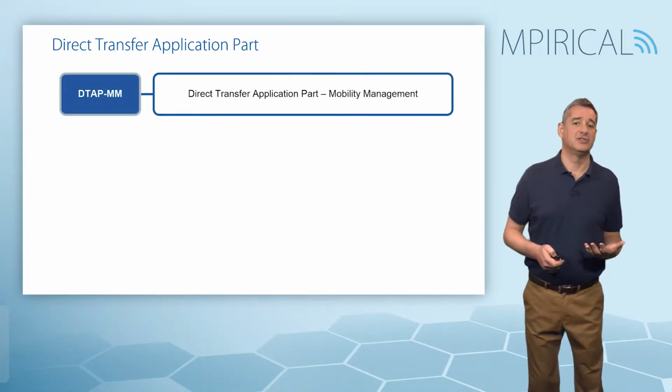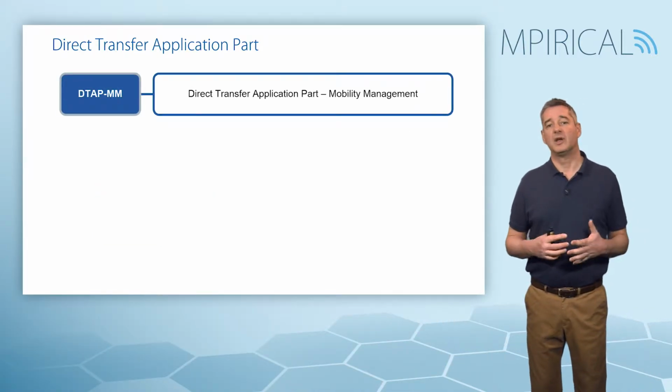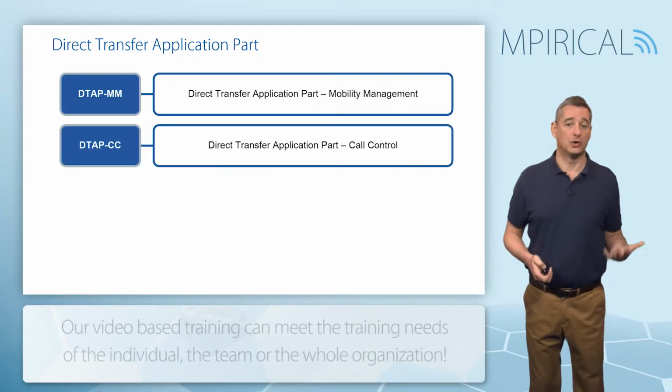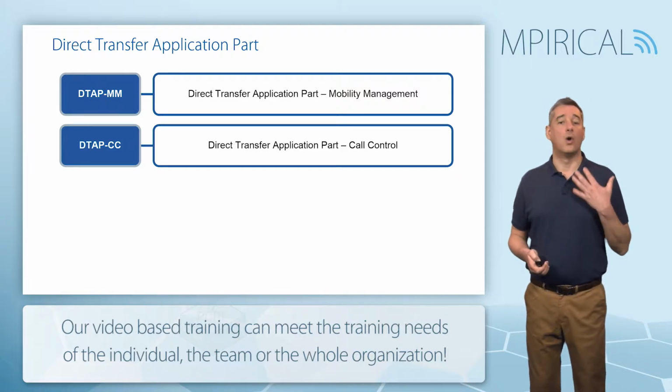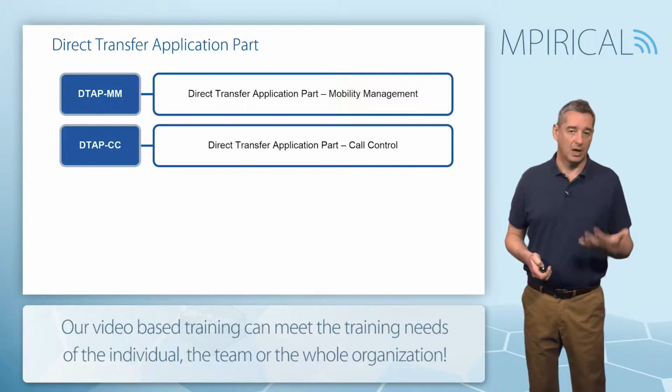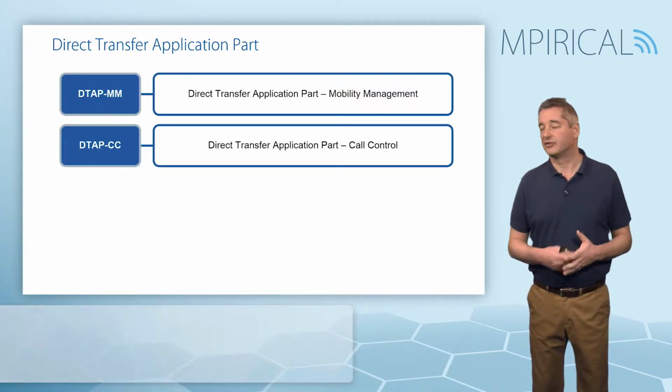Well, the DTAP messages can be broken down into two groupings: those which deal with mobility management and those which deal with call control. Now, we're not going to go through all of the messages because there are many associated with DTAP, but we'll pick out one of those to see how it operates.